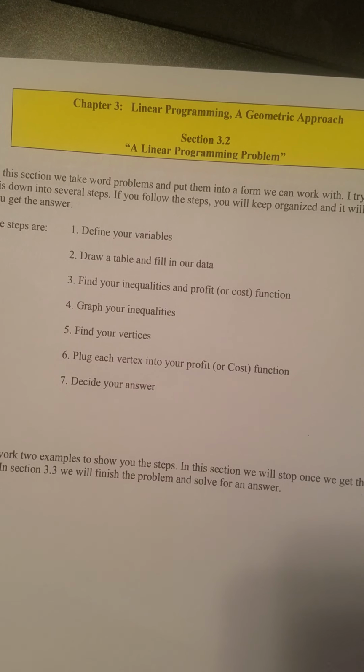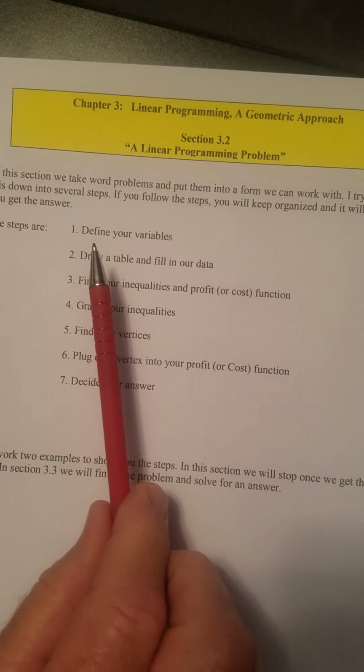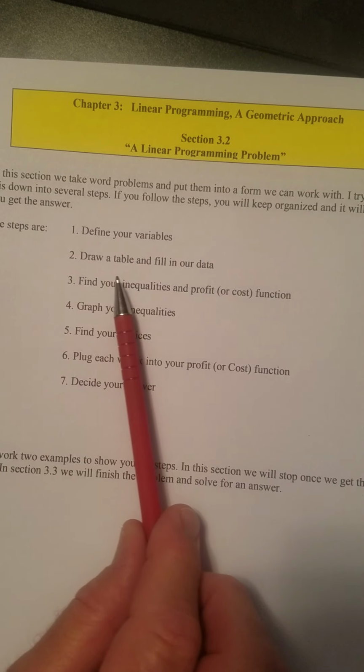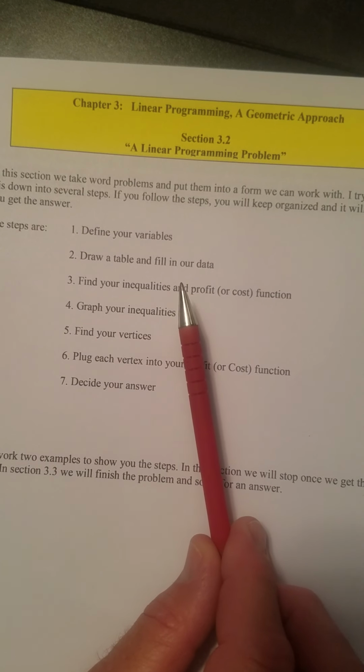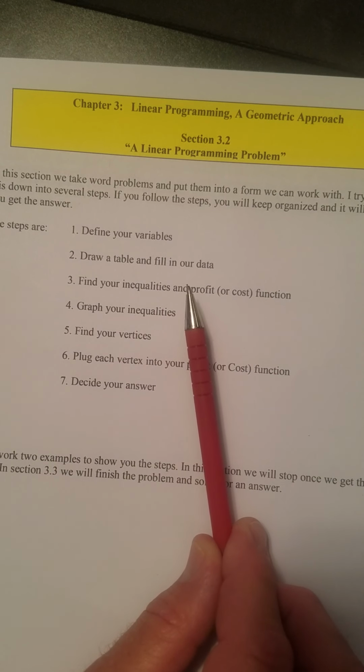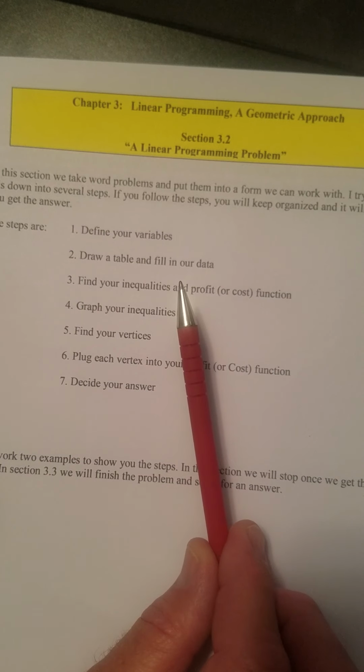So I've got the steps written down here. First thing you're going to do is define what your variables are. Number 2, you're going to draw a table if you can. You can't always do that, but if you can, put a table, and that organizes your data and makes it easy to find your inequalities.